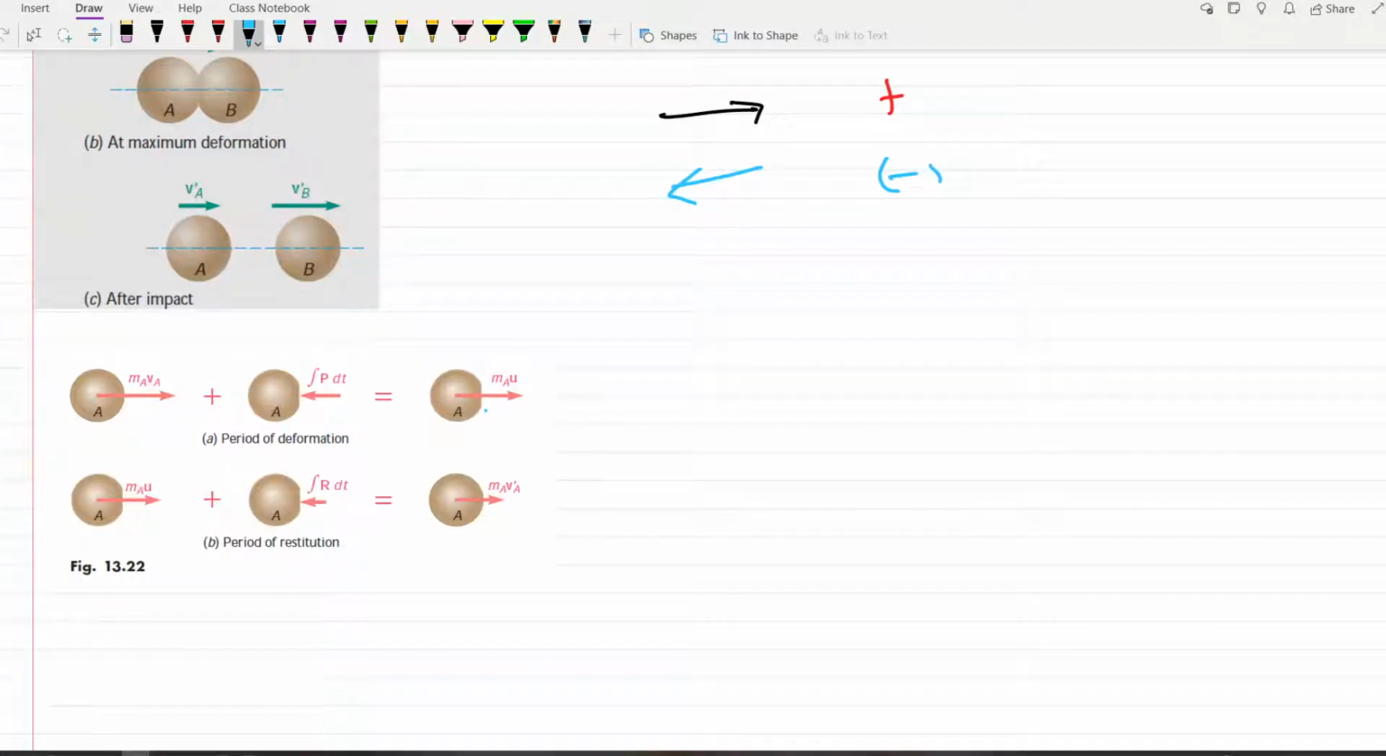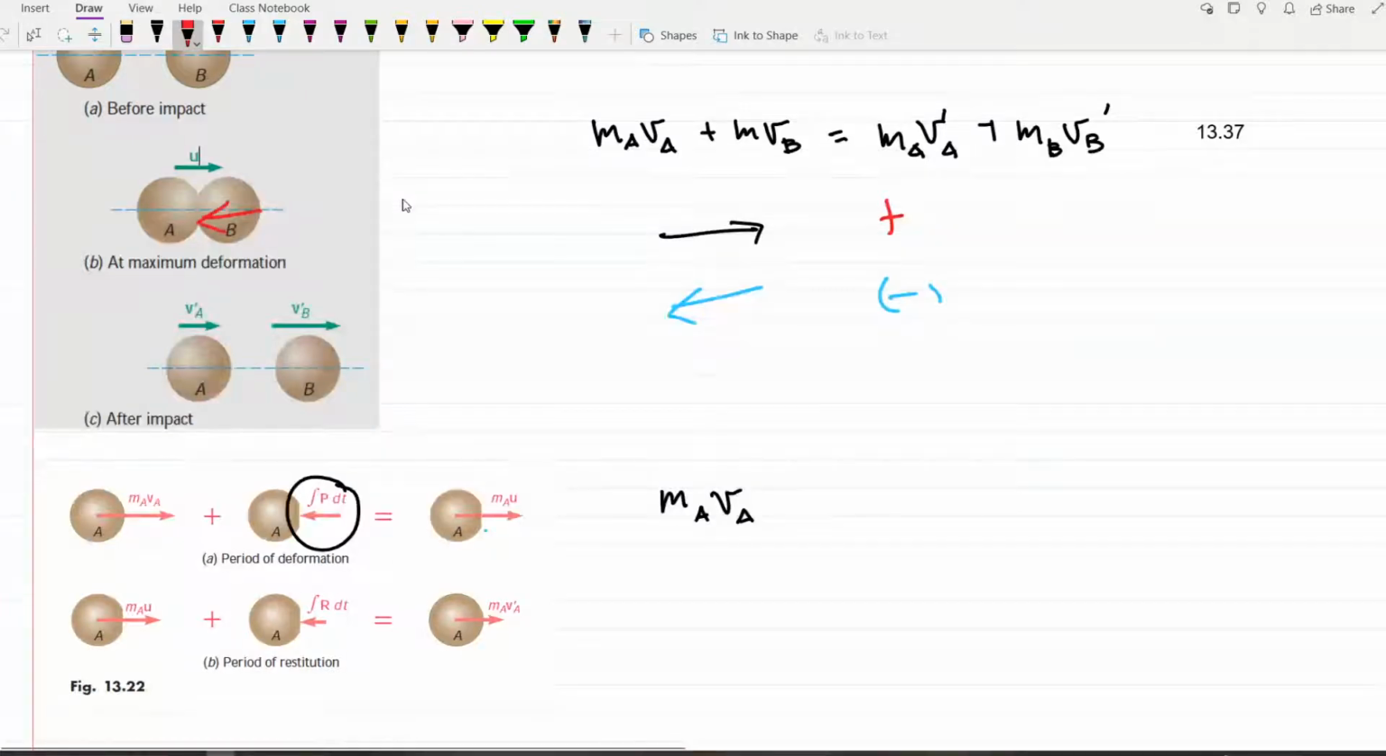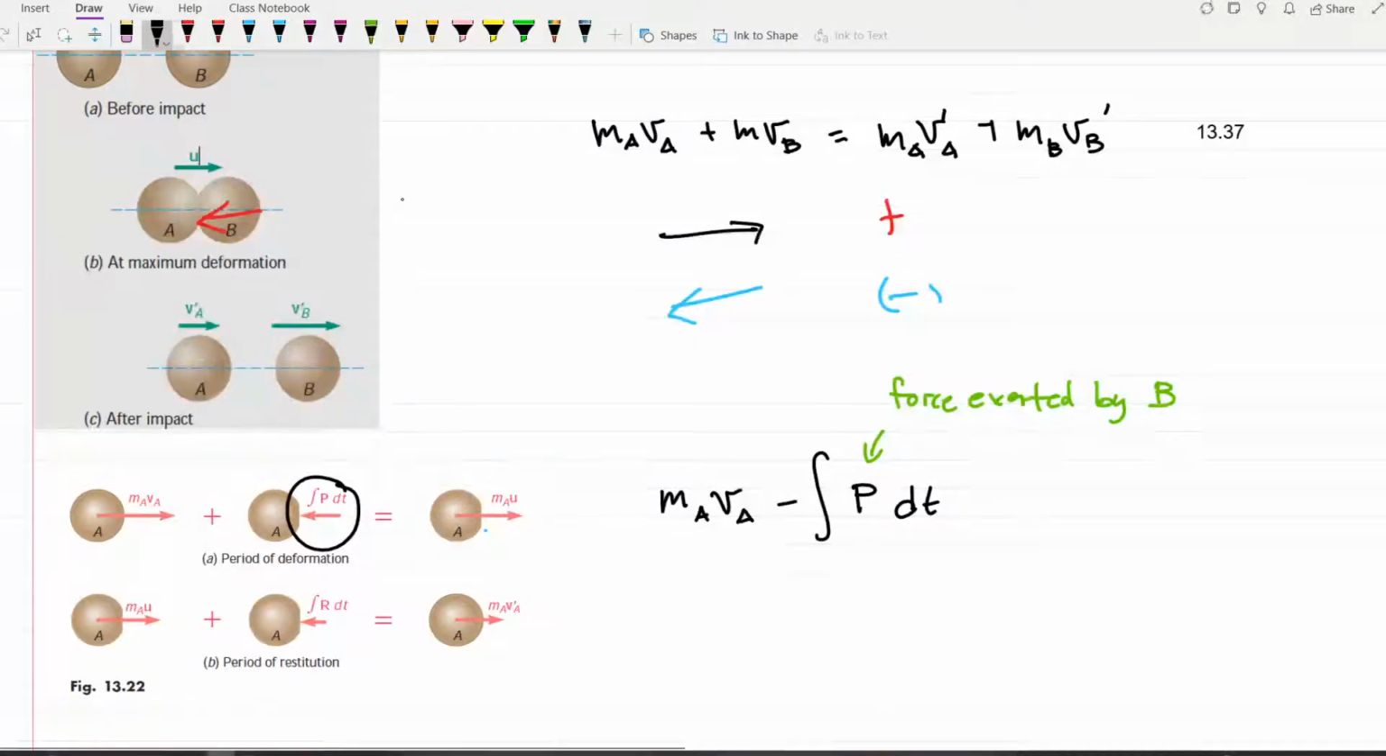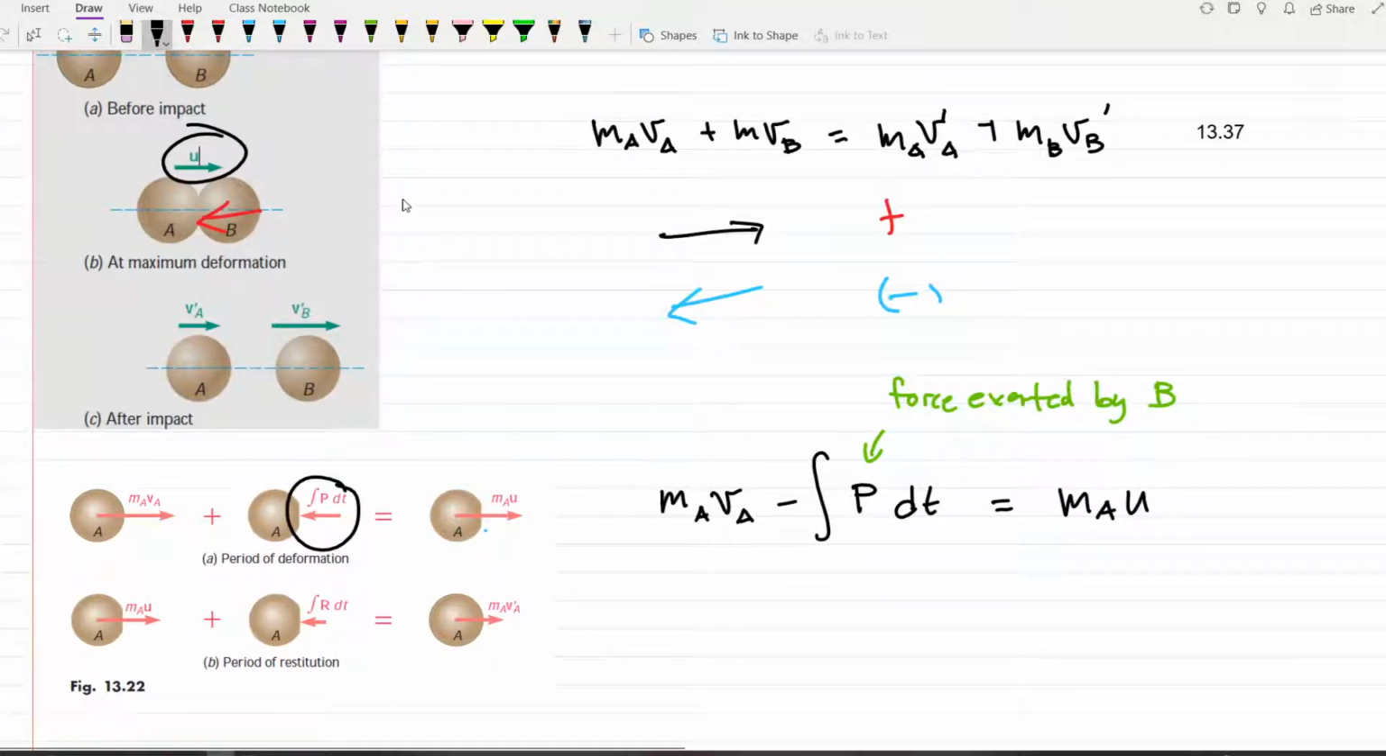Let's focus on ball A, on particle A. Here we can see that at the period of deformation, at first it has mass A, velocity A, and then this is the force applied by B. Of course B applies a force. Since it is pointing to the left, minus the integral of P dt, where P is the force exerted by B, is equal to mass times U, where U is the same velocity at the maximum deformation. Okay.